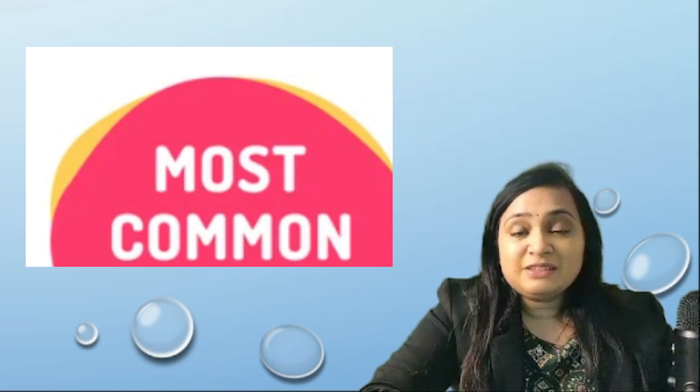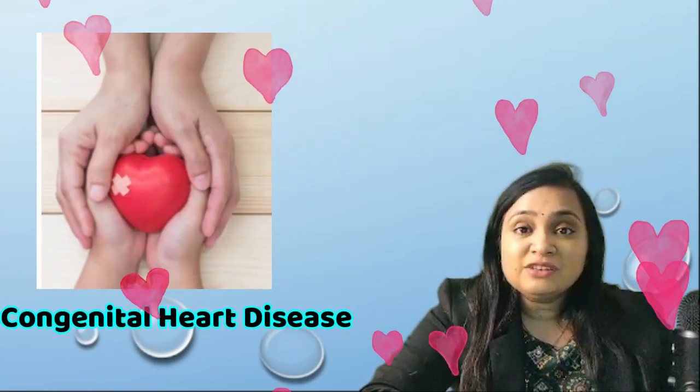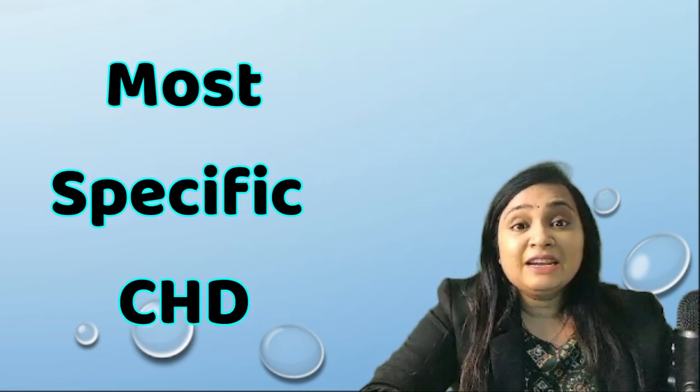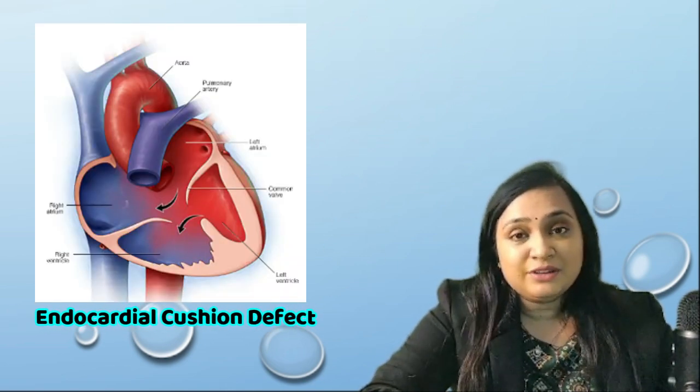The commonest type of heart disease seen in children with Down syndrome is ostium primum type of ASD, while the most specific heart disease encountered in children with Down syndrome is complete endocardial cushion defect.